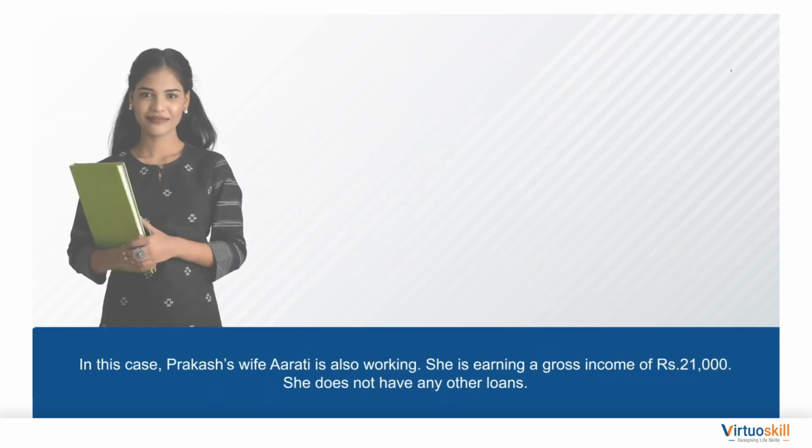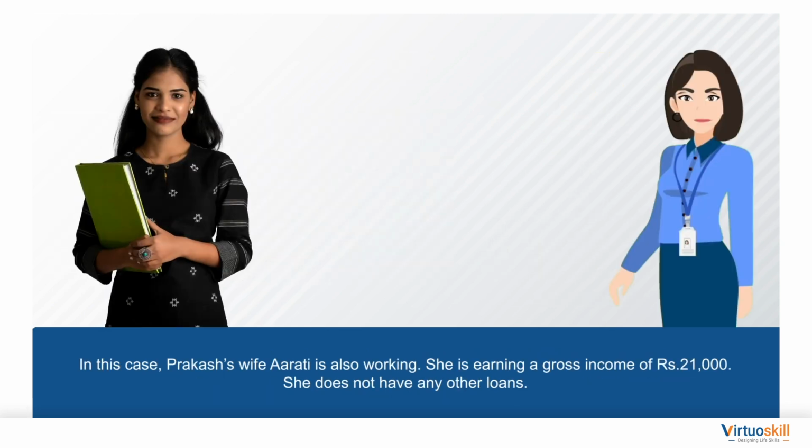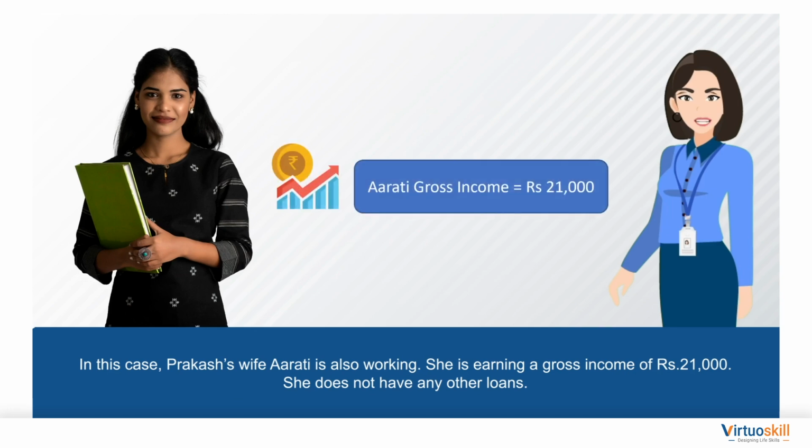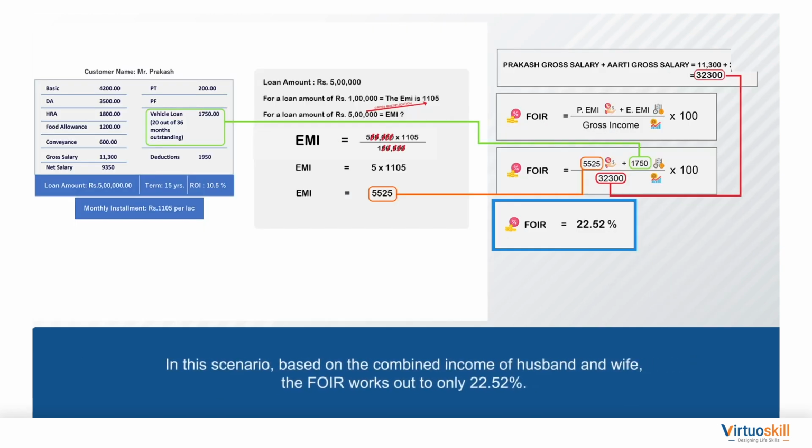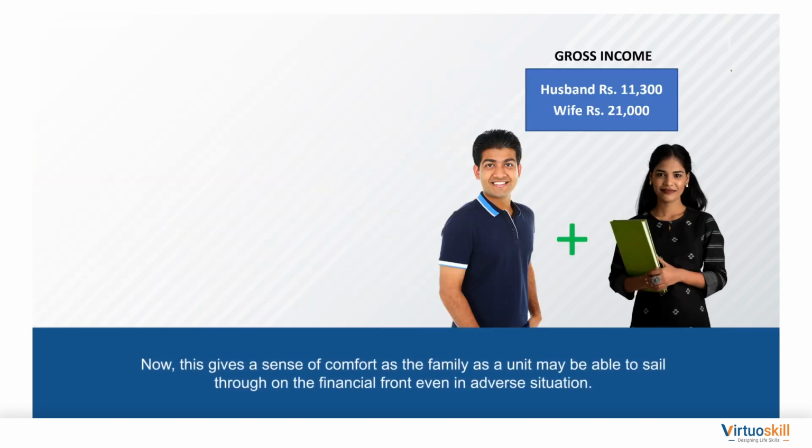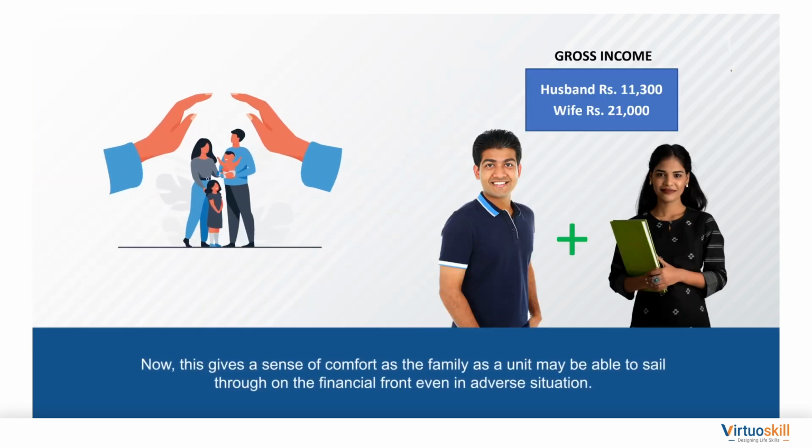In this case, Prakash's wife Aarti is also working. She is earning a gross income of Rs 21,000. She does not have any other loans. In this scenario, based on the combined income of husband and wife, the FOIR works out to only 22.52%. Now, this gives a sense of comfort as the family as a unit may be able to sail through on the financial front even in adverse situation.